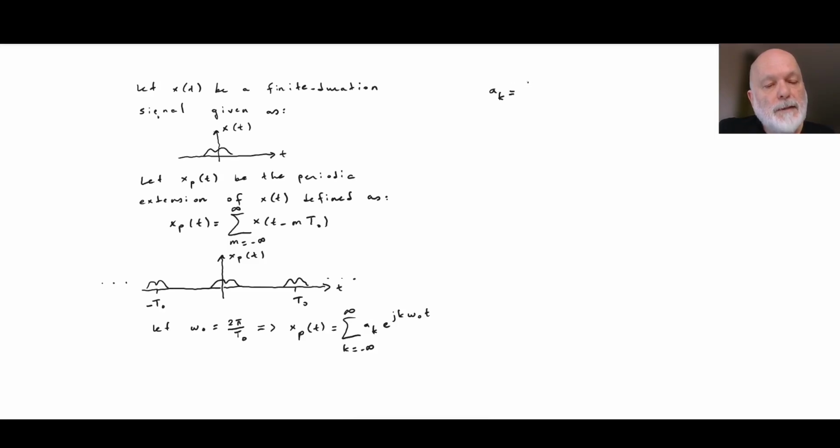can be obtained from xp of t. Remember, we integrate over a period, from minus T0 over 2 to T0 over 2, of xp of t e to the minus j k omega 0 t, integrated with respect to t.